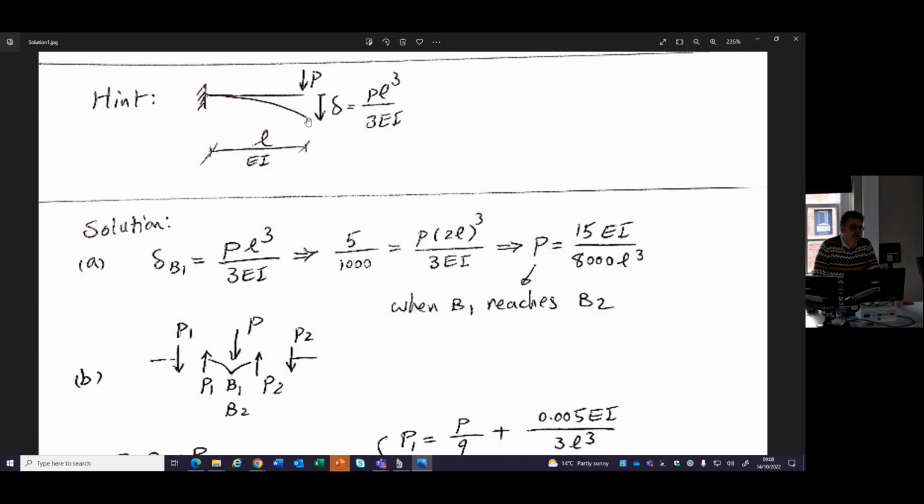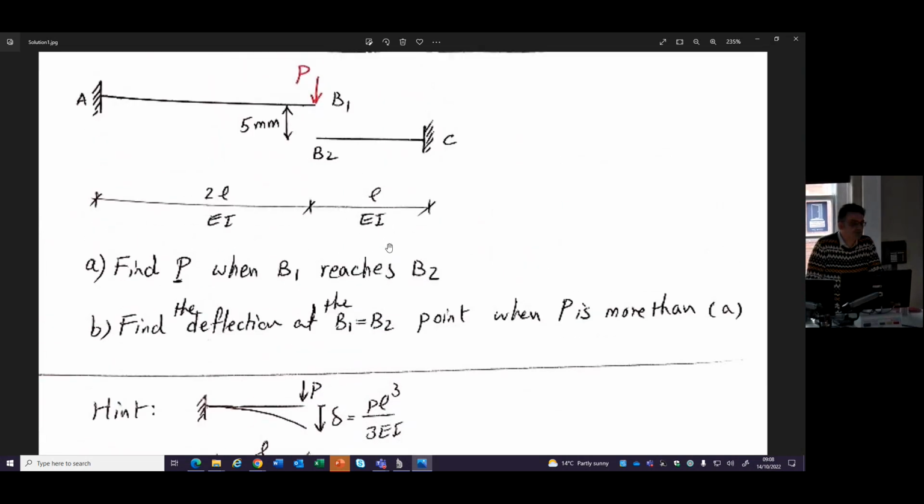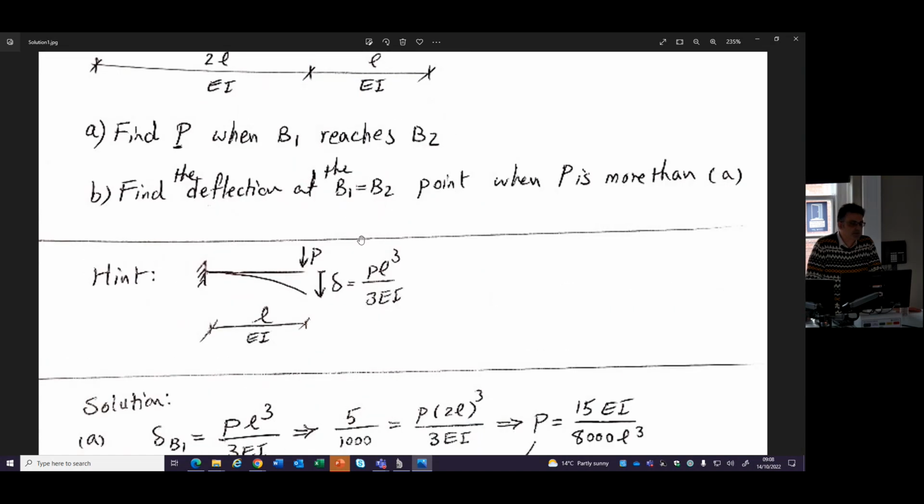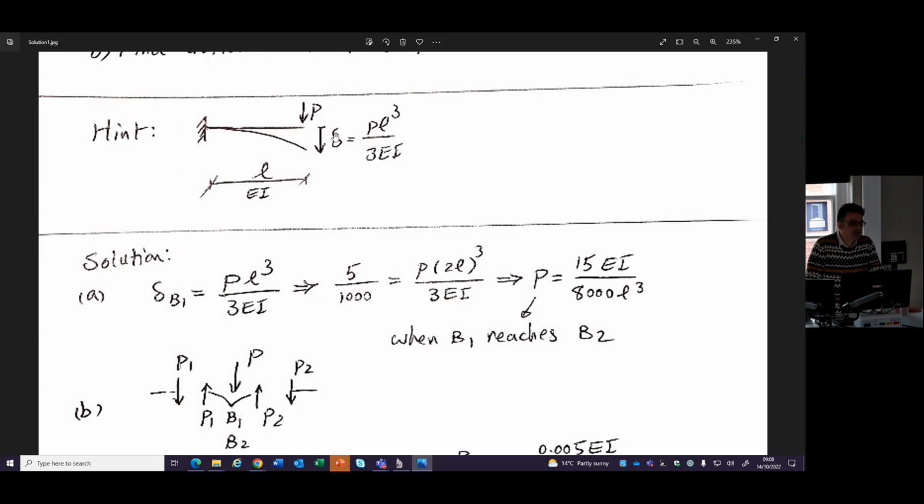So if this delta would be 5 millimeter, B1 will reach B2, right? If B1 comes down 5 millimeter, B1 will almost reach B2. So if you put 5 millimeter for the delta, which means 5 over 1,000, because I want to use meter as dimension, PL³ over 3EI is 2L... so the P would be 15 EI over 8,000 L³. This is the value of external force which makes B1 go down to the B2 point, right?